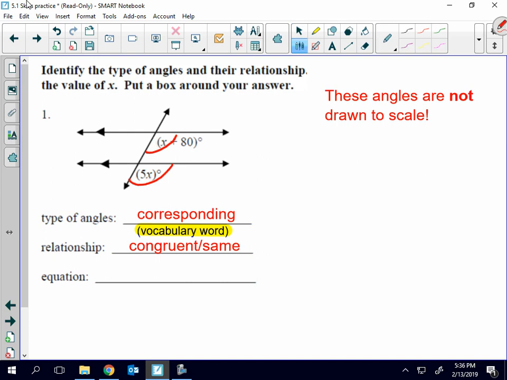So our equation, if they're the same, is that they're equal. So the first one, which is this one here, is x plus 80, and it has to equal the other one, which is 5x. So you just set both of those equal to each other. And now I can solve for x.